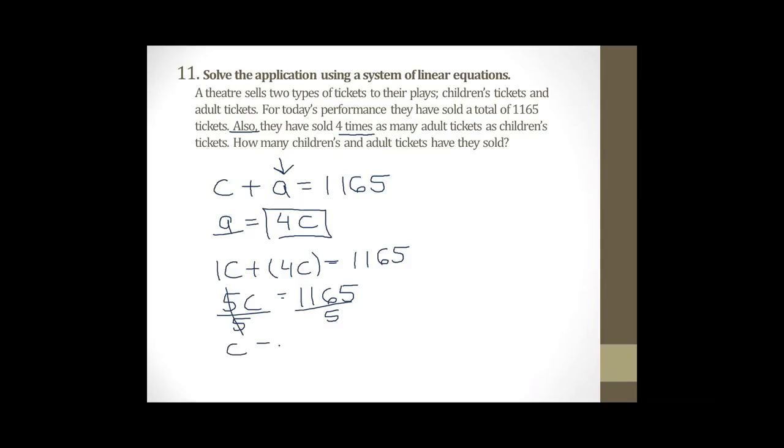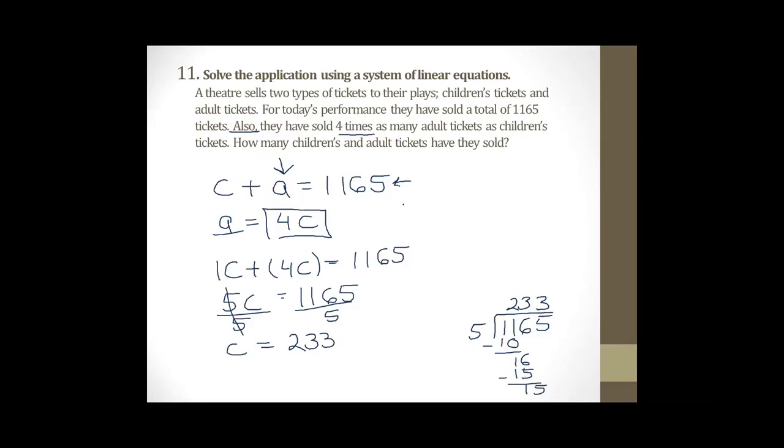C equals, you can use a calculator or you can do the old school way of long division. So 5 goes into 11 2 times, which is 10, subtract, 1 left, bring down the next one, 16. 5 goes in 3 times, 5 times 3 is 15, subtract, 1 left, next one down is 15, and 5 goes into 15 3 times. So my children's tickets were 233. I found my C, now I should be able to find my A.